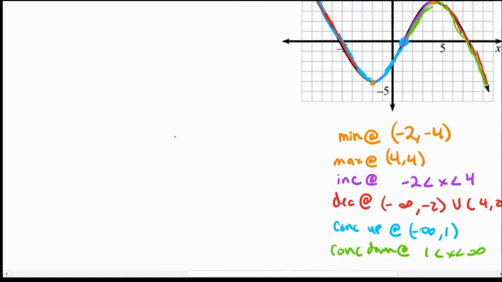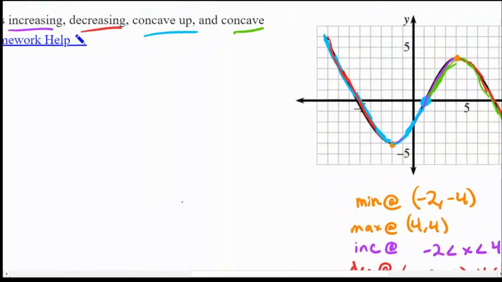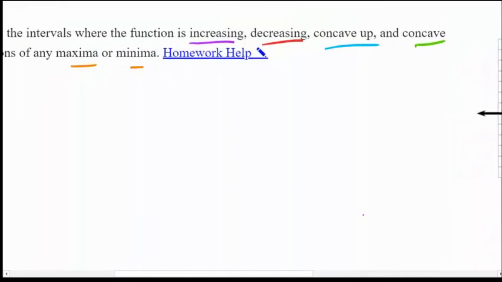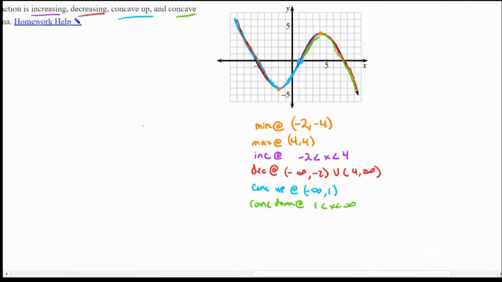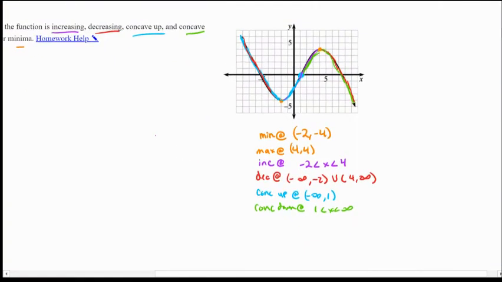And double check that's everything it asks for. Increasing, decreasing, concave up, concave down, maximum, minimum. Yep, so that looks good. Everything that it asked for, I was able to list. Some of these are coordinates, the maximum and minimum, and the rest of them are just intervals in either inequality or interval notation.